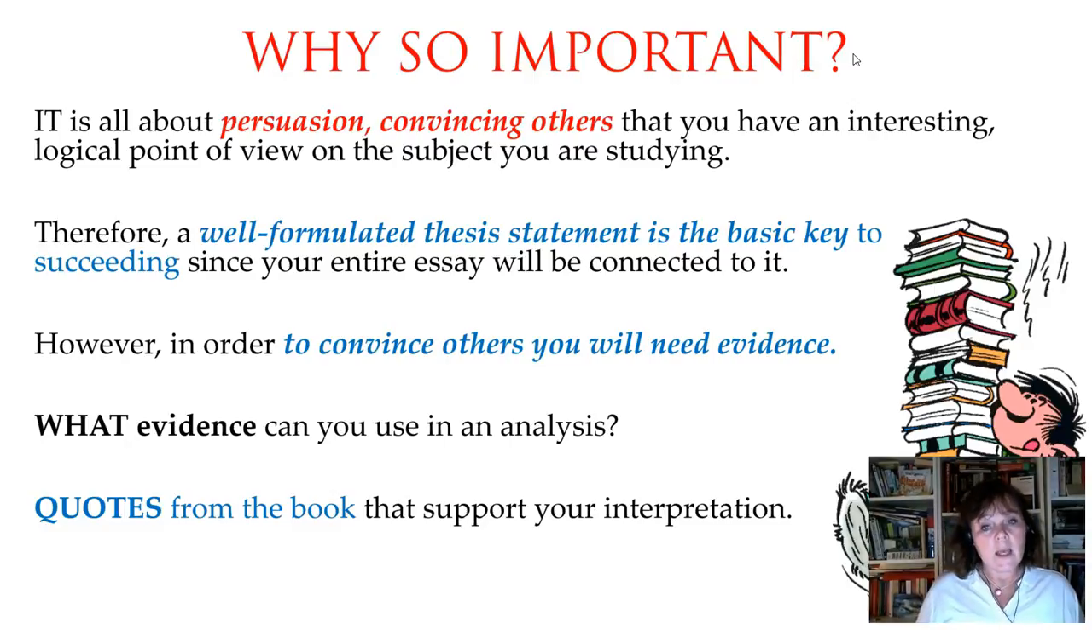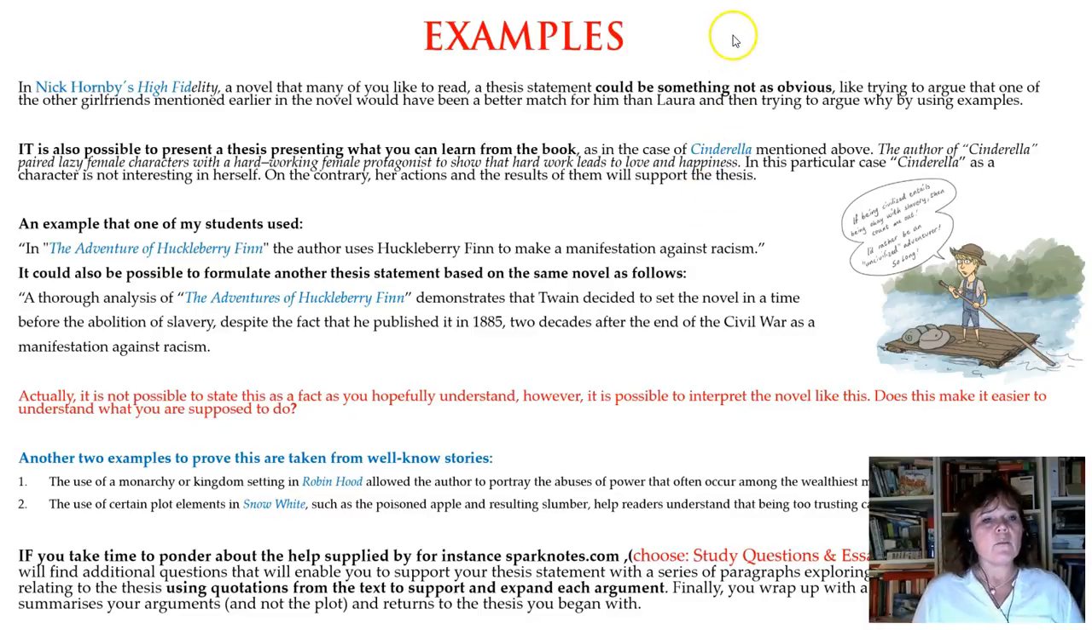The only evidence at hand when you analyze books are quotes that support your interpretation. So remember, quotes are really important. But think about it. Do you just like them, or do they really support what you have stated? Some examples. Many of you read Nick Hornby's High Fidelity. A thesis statement is quite obvious. But how about arguing that another one of his girlfriends could have been a better match for him than Laura, and using examples to prove that?